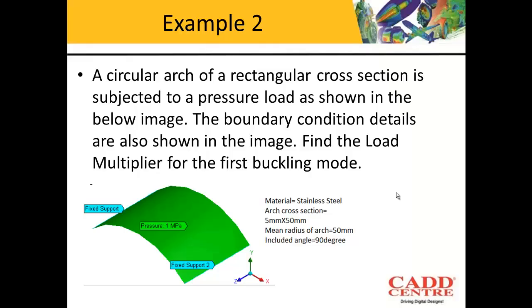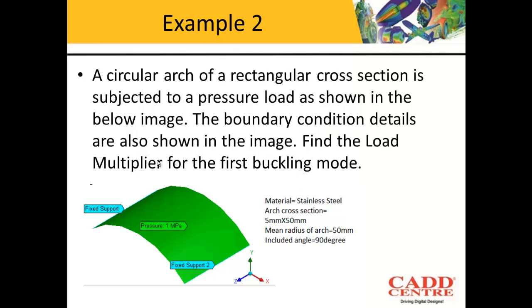Now let us look at the second example in the buckling analysis. We have a circular arc of rectangular cross section and it is subjected to a pressure load as shown in the figure. So the pressure getting applied on this face is 1 megapascal.